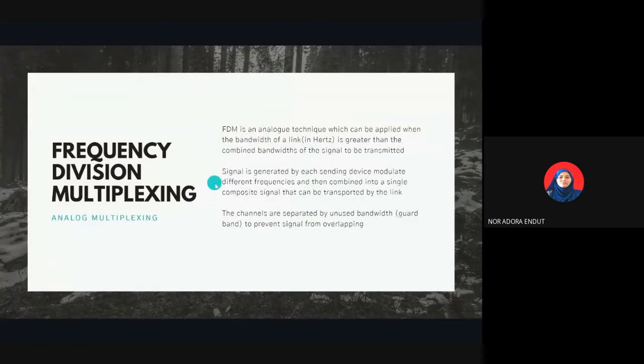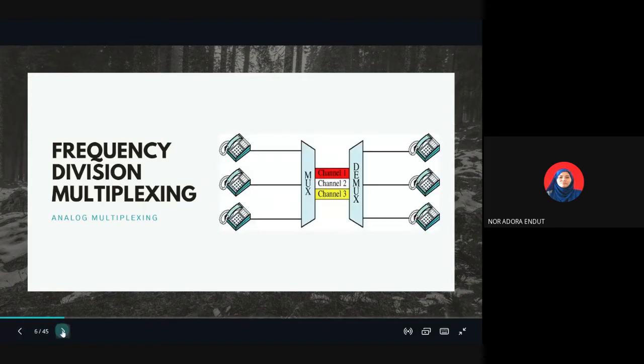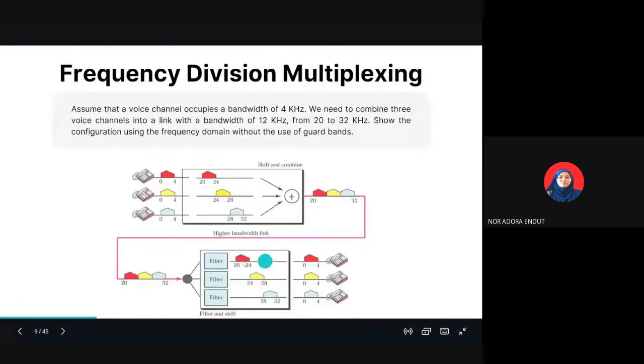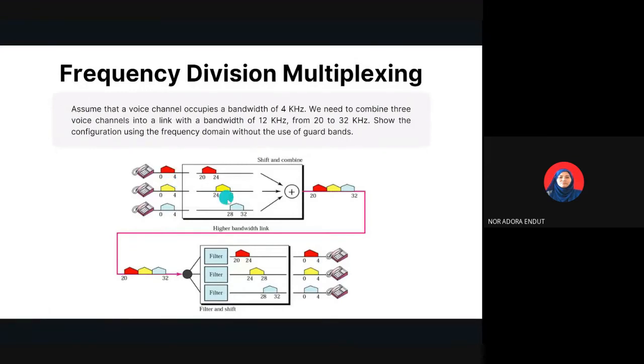Okay, generated by each sending device modulate different frequency and then combine into a single composite signal, and then they can be separated by unused bandwidth. So how are they arranged? We can view this conceptually, secara konseptualnya, without looking at the signal generation. Although each of these individual users' bandwidth is the same, 0 to 4 kHz, when we combine, kita kena susun mengikut the frequency range.